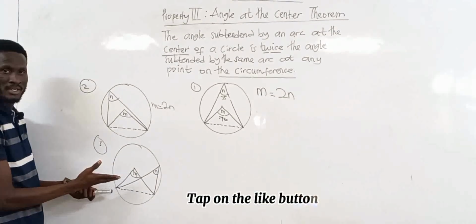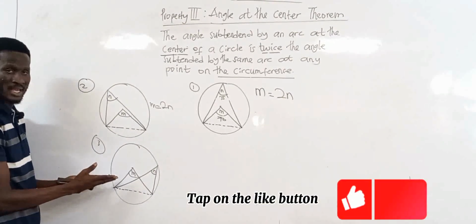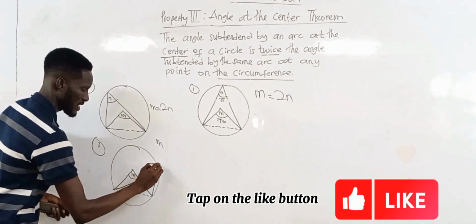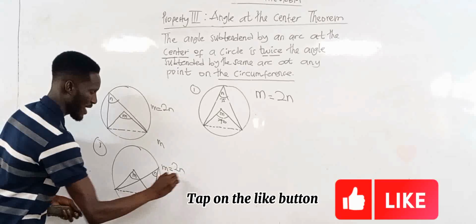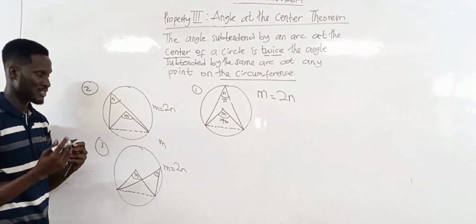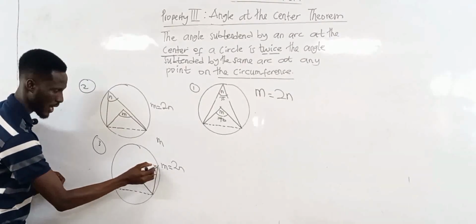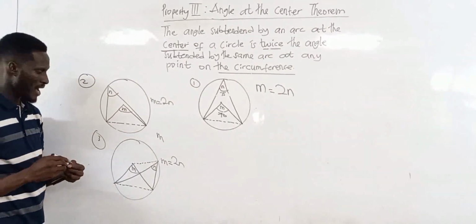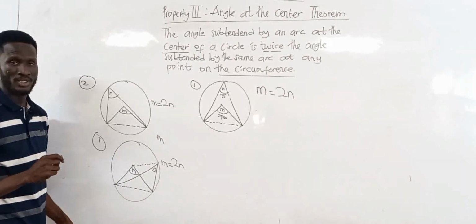So the diagram can be in this way. The angle here is n. So what does it mean? It means that the m is still the same as 2 times n. Sometimes they can just confuse you, but you just have to understand. They can just draw this one here, another straight line here, just to confuse you. But you don't have to forget this particular property.